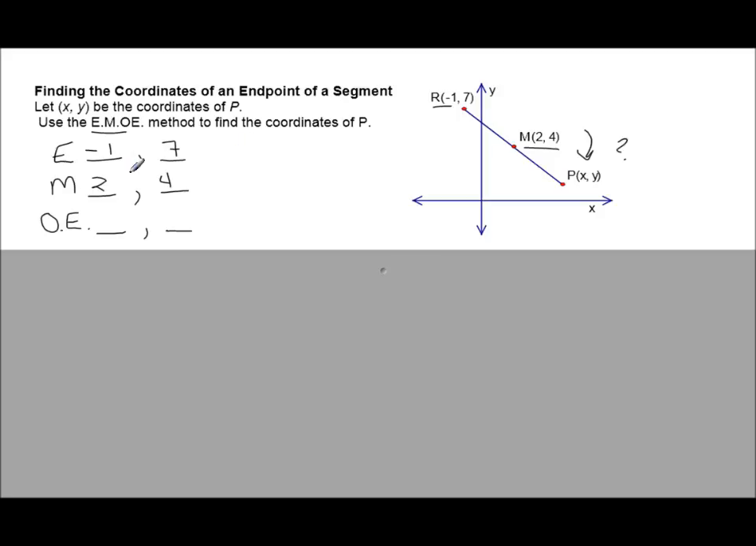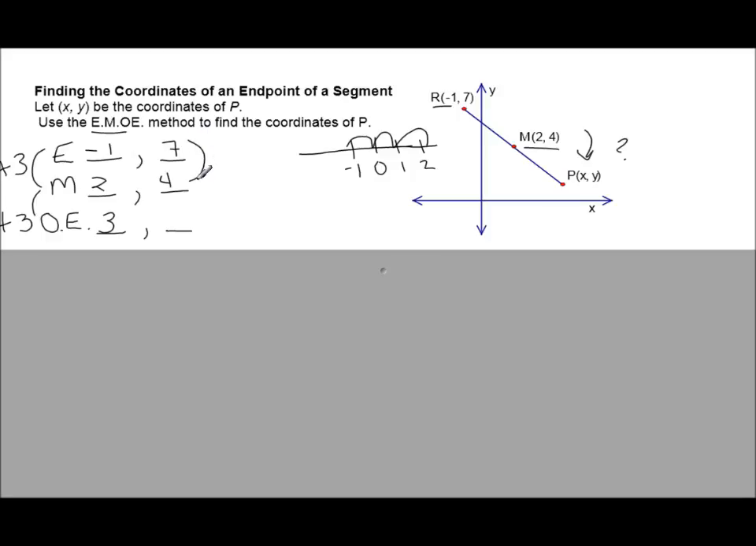So 2, 4. And then you have to figure out, because if it's directly in the middle, it's going to have the same amount of distance in between both points. So you have to figure out, how does a -1 become a 2? Well, clearly we had to add some number to it. And if you look at a number line, you have -1, 0, 1, 2. So in order to get to 2, we would have had to add 1, 2, 3. So we went up 3 to get to 2. So that means we're going to go up 3 again to get to our other endpoint. So we take 2 and add 3 to it.